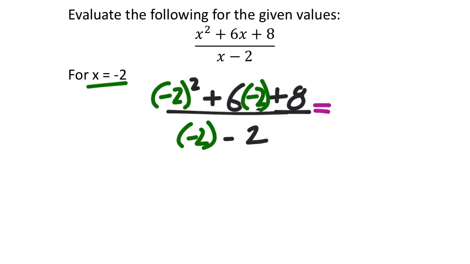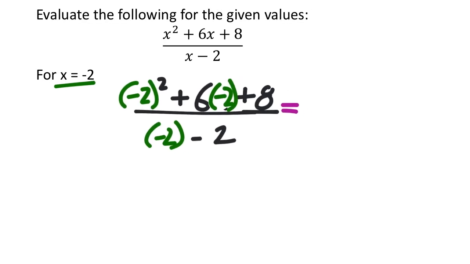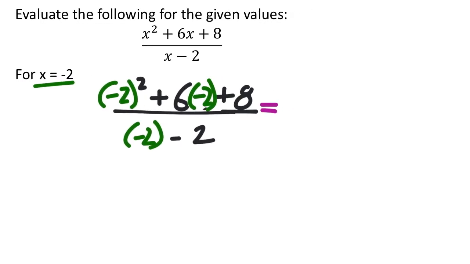Now again, you could say, well, I can see the denominator is pretty easy to evaluate. All right, and you could if you wanted to. By habit, I focus solely on the numerator first, even though I can see that the denominator is an easier value to evaluate.